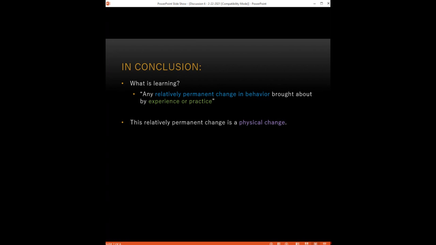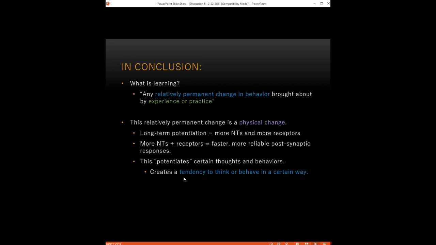Okay, so with the 2 minutes I have left, I want to leave you with a conclusion that I hope will help guide you through next week's material. If learning is a relatively permanent change brought about by experience or practice, and this relatively permanent change is a physical change, something happening within your brain, this is the logic we can go through. Long-term potentiation is that physical change. When you change how the nervous system is structured, how one neuron connects to another, through more neurotransmitters and more receptors, which cause faster, more reliable postsynaptic responses, that creates that behavior.